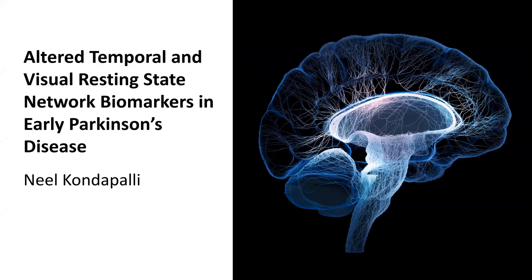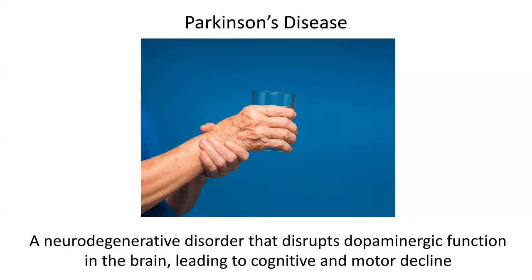I'll be presenting altered temporal and visual resting state network biomarkers in early Parkinson's disease. Parkinson's disease, or PD, is a neurological disorder that affects over 10 million people worldwide. It disrupts motor and non-motor driven movement, leading to symptoms including tremor, stiffness, and cognitive dysfunction.